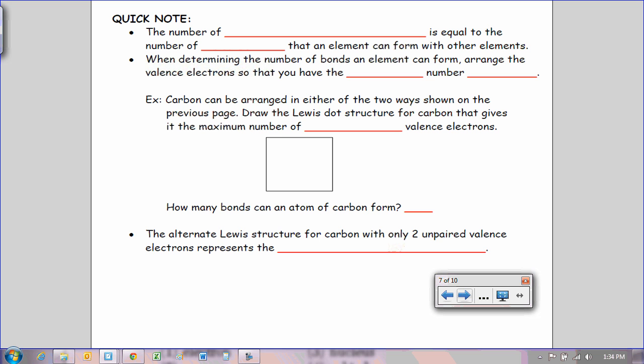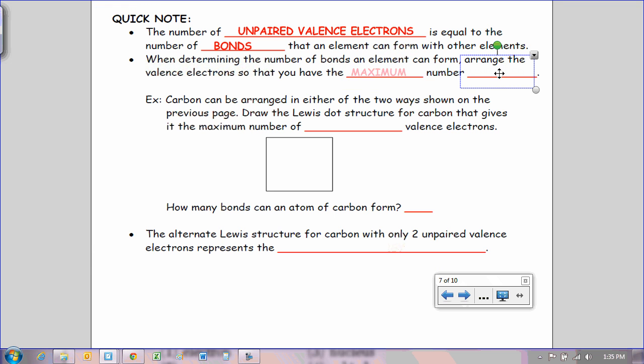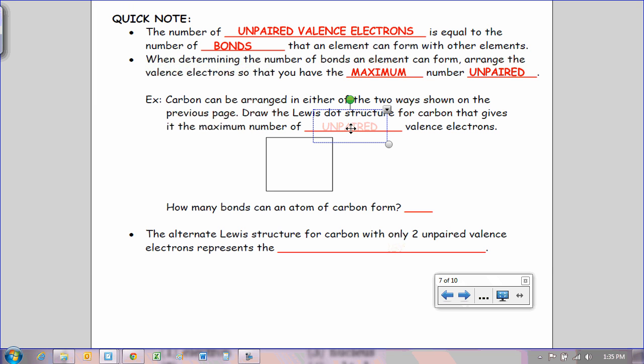Okay? So a quick note. The number of unpaired valence electrons is equal to the number of bonds that an element can form with other elements. When determining the number of bonds an element can form, you got to arrange the valence electrons so that you have the maximum number unpaired. Okay? For example, carbon can be arranged in either of 2 ways shown on the previous page. Draw the Lewis dot structure for carbon that gives it the maximum number of unpaired valence electrons.